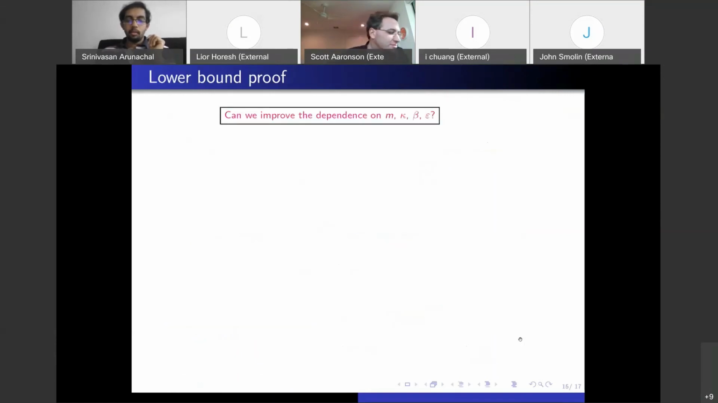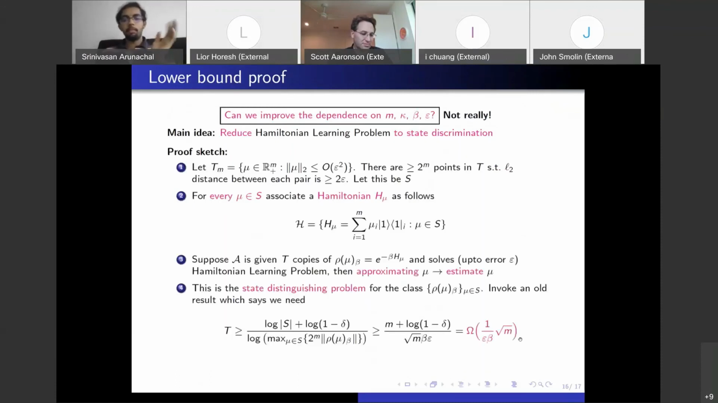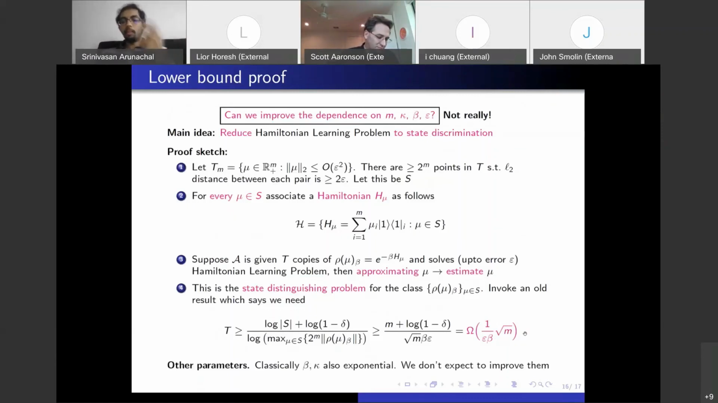Right. Yeah, I think I'm running out of time, so I'm not going to go through the lower bound proof. But the lower bound proof is actually pretty simple. It's much simpler than the upper bound proof. We just reduce it to some form of state discrimination and show that you need polynomial in n sample complexity. And for beta and kappa, we don't even have a conditional result.